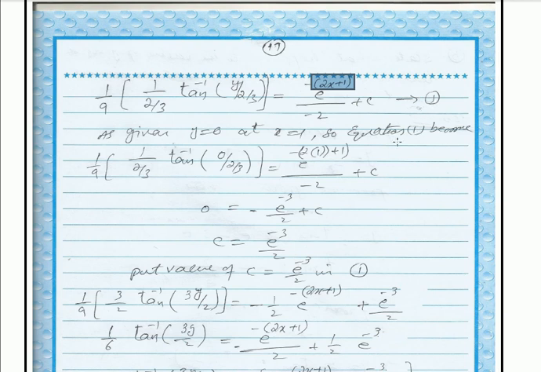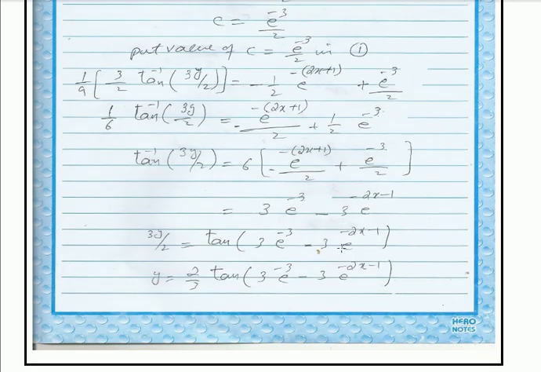This is equation number 1. As given in the question statement, the condition is y equal to 0 at x equal to 1. So we shall put x equal to 1 and y equal to 0 in equation number 1. After simplification, we get c equal to e raised to minus 3 over 2. We shall put the value of c in equation number 1. When we put this value, we get 1 over 9 into 3 by 2 tan inverse 3y over 2 equal to minus 1 by 2 e raised to minus (2x plus 1) plus e raised to minus 3 over 2.